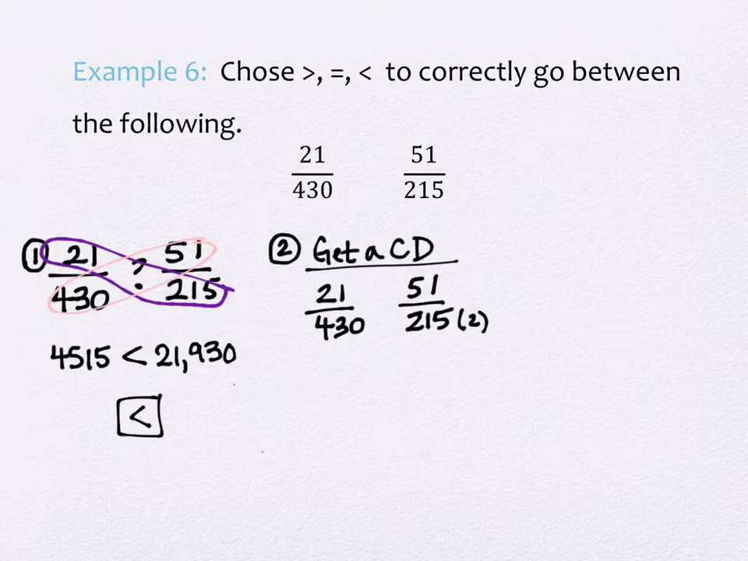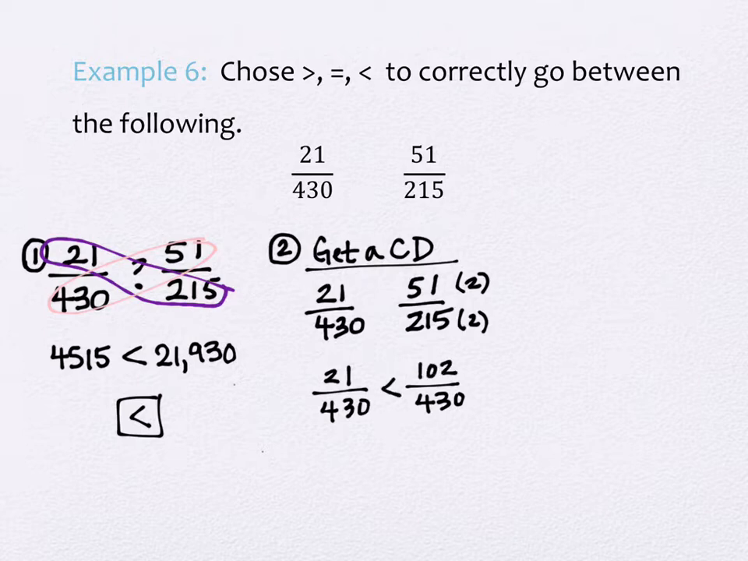Is it always going to be the case that one of them is double the other one? Well, of course not. But when it is the case, it's really nice to compare. 21 over 430, and this one's going to be 430. Honestly, I don't care what the top is, but there's no way that 51 is going to be smaller than 21 when I'm doubling it, right? But it is 102, and it's very easy to see from there that the less than symbol is the correct one.